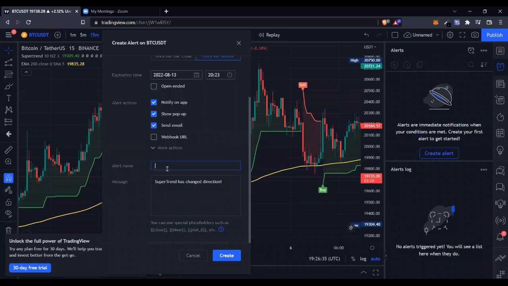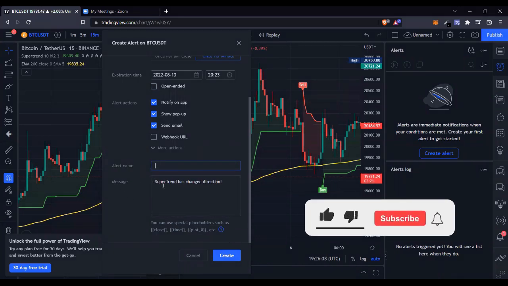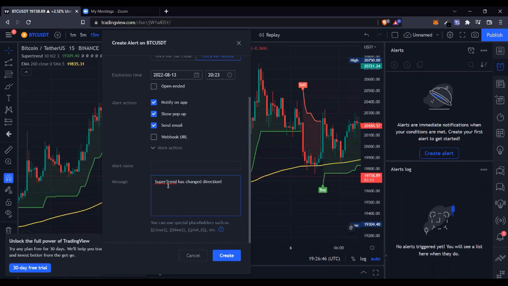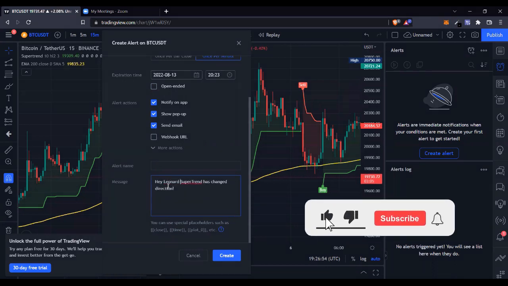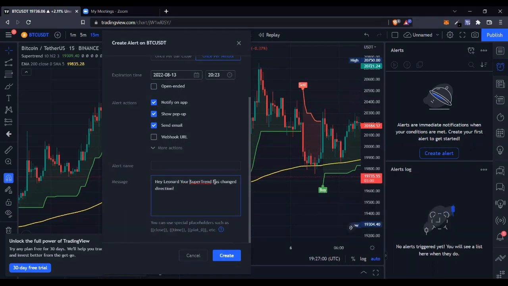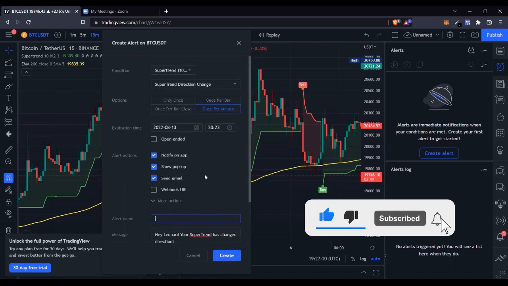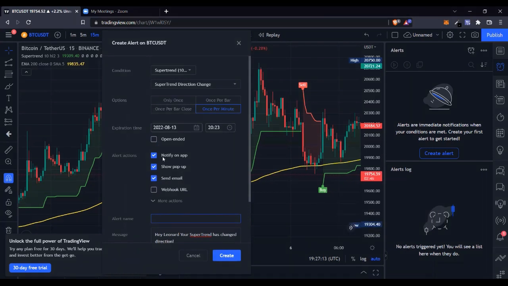So you come in here and name the alert. And then the message says what you want the alert to tell you. You can say Supertrend has changed direction. Or I can just come in here and say, hey, Leonard, your, for instance, Supertrend indicator has changed direction, or something like that. Just go ahead and do that and then title it. Once you title it, you go ahead and click on create alert. You just go ahead and create the alert.